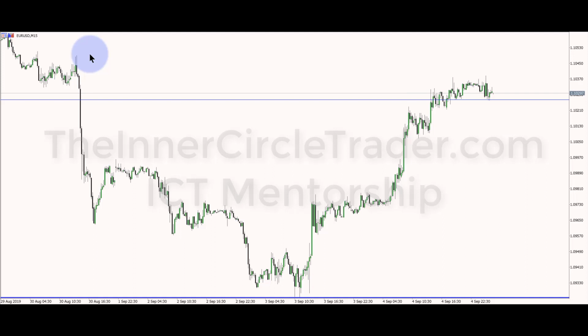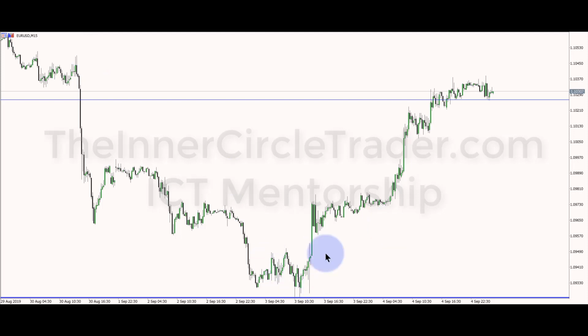The distinction I mentioned on Twitter that I would cover tonight between institutional order flow and interbank order flow. What are the differences between the two, rather?